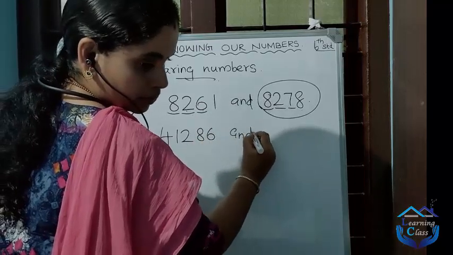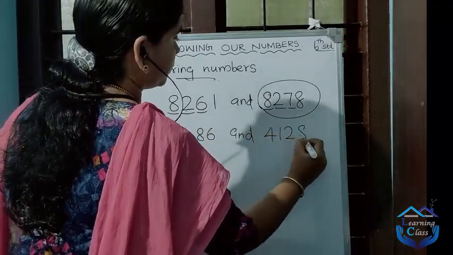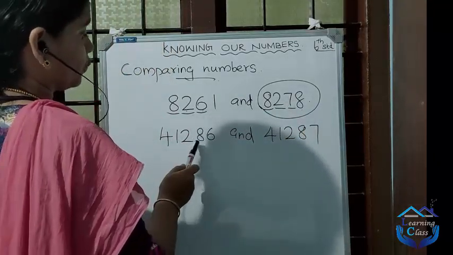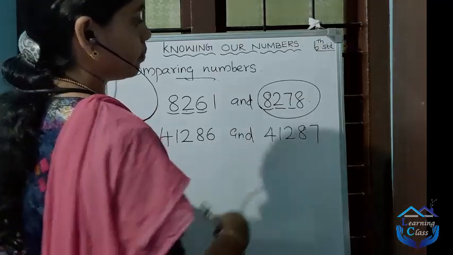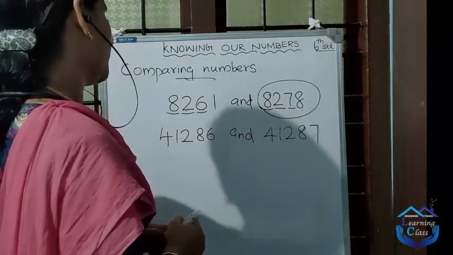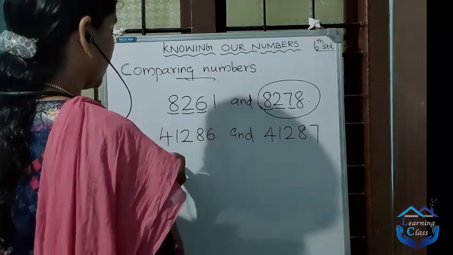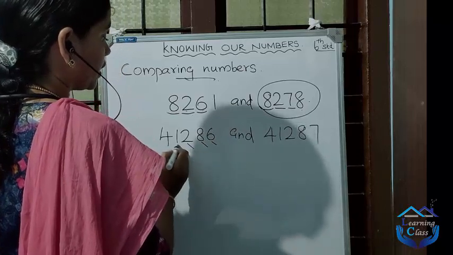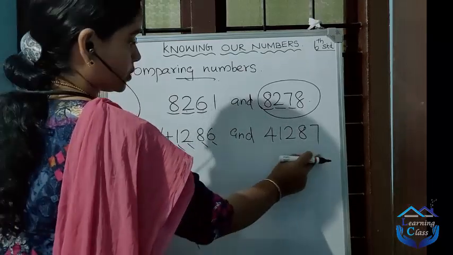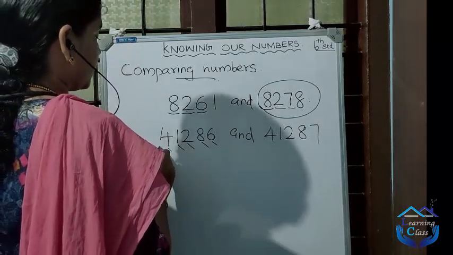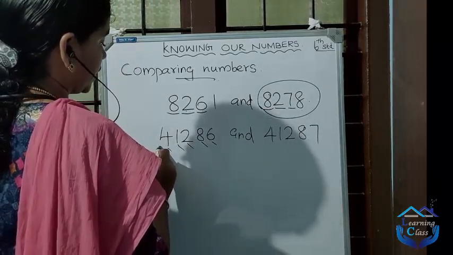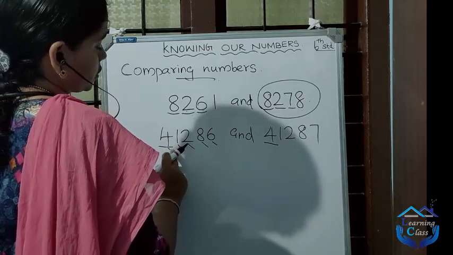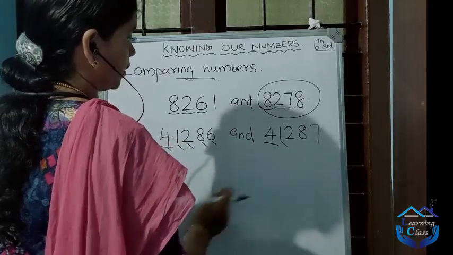Okay, both having 5 digits. Here 1, 2, 3, 4, 5. Here also 1, 2, 3, 4, 5. Both having 5 digit numbers. So let me check here. Here ones place, tens, 100, 1000, 10,000. Here also 10,000 place values. So start with this digit. Here 4. Here also 4. Now check with the thousands place. Here 1. Here also 1.